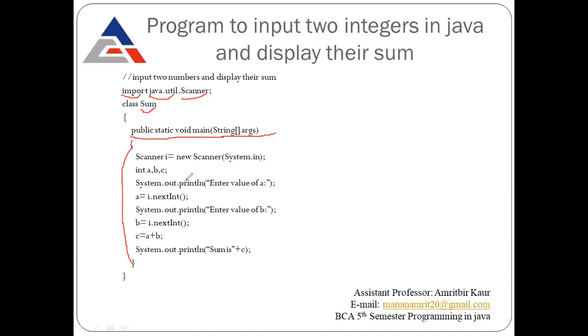Now we want to add these values. For this we use A plus B, and we want to store our result in C. That's why we write C equals A plus B, because after addition the result will be stored in C. At the end we want to display our result, and for displaying we again use System.out.println, and here we want to display "Sum is". Since "Sum is" is a string, we use double quotes, and to move from string to variable, we use the concatenation symbol, the plus symbol.